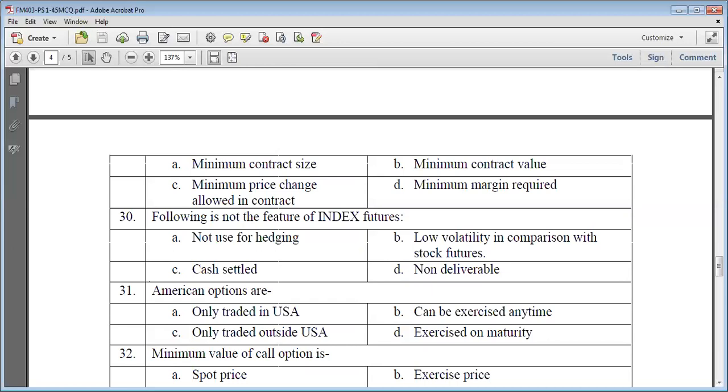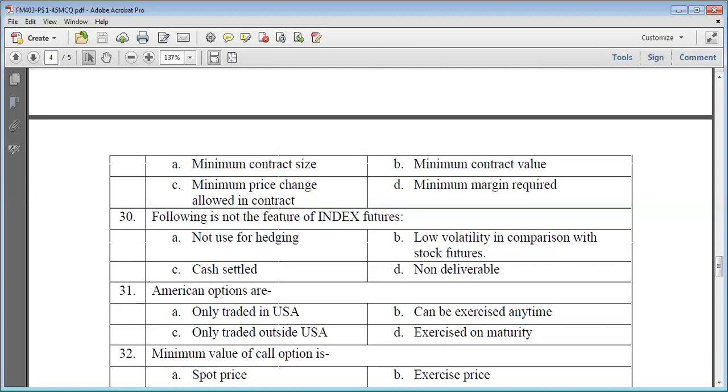And other B, C, D are very much existing in index future. Low volatility in comparison with stock futures, because it is a very diversified portfolio and automatically volatility is low. It can be cash settled, or it is not. Always cash settled because underlying asset cannot be directly purchased or sold. Non-deliverable means you cannot give the delivery of the index. It is fictitious, it cannot be seen. So A is the correct option.